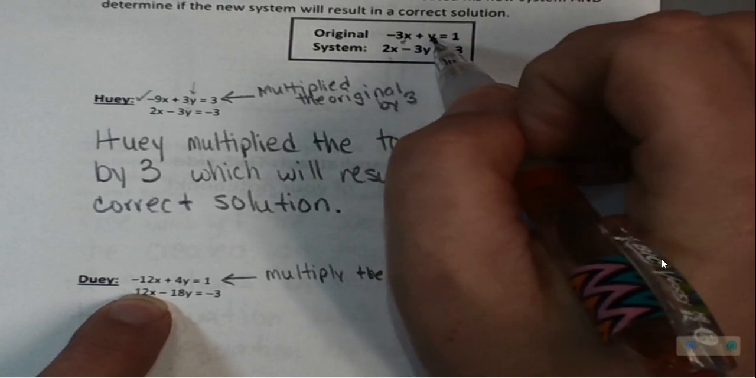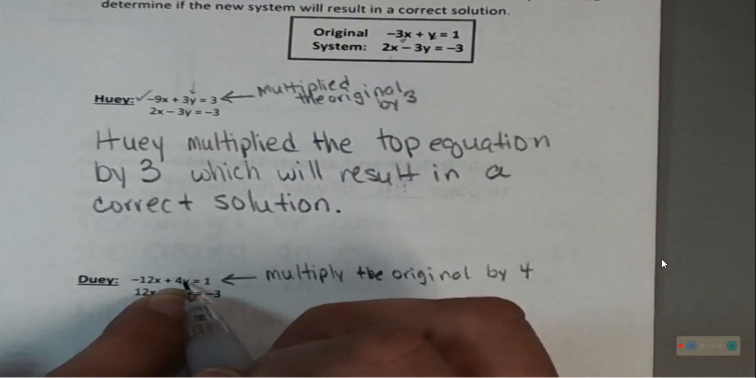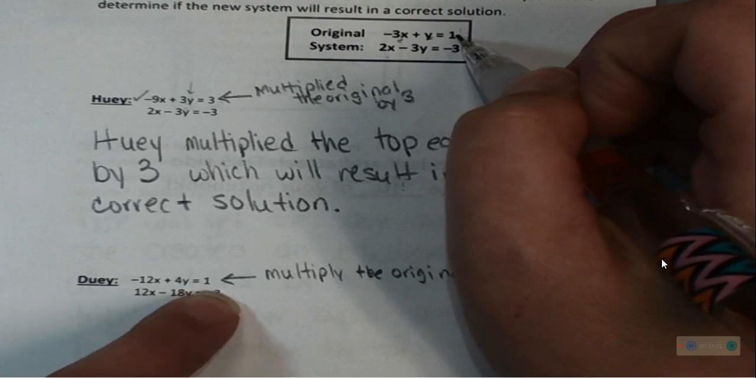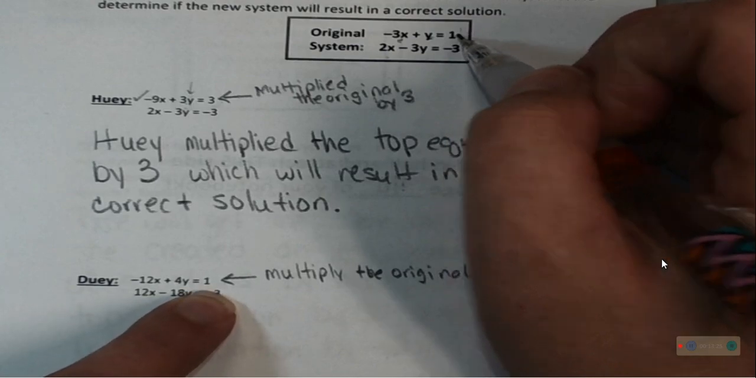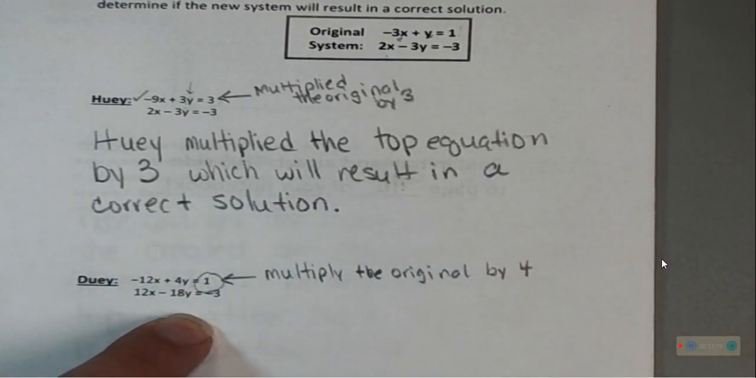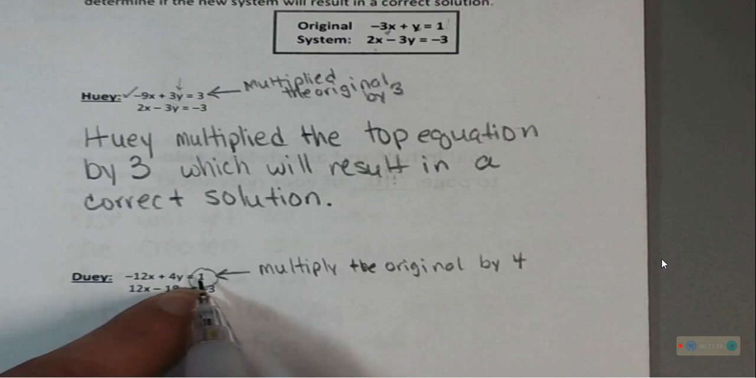So what is y times 4? 4y. That's what he wrote, so he's all good there. What is 1 times 4? But what did he write? So how did Dewey mess up? He didn't do it right. What did he not do right? He didn't distribute to the constant term, the number.